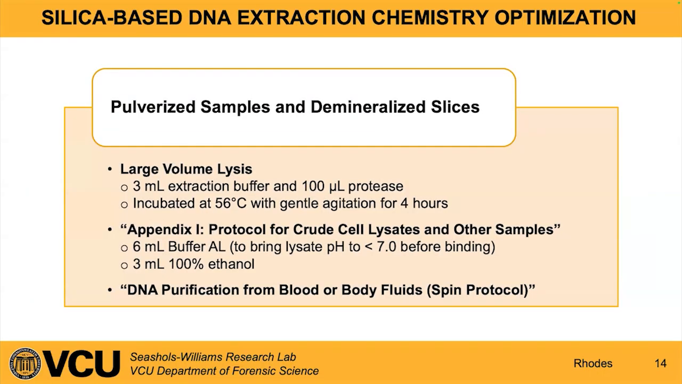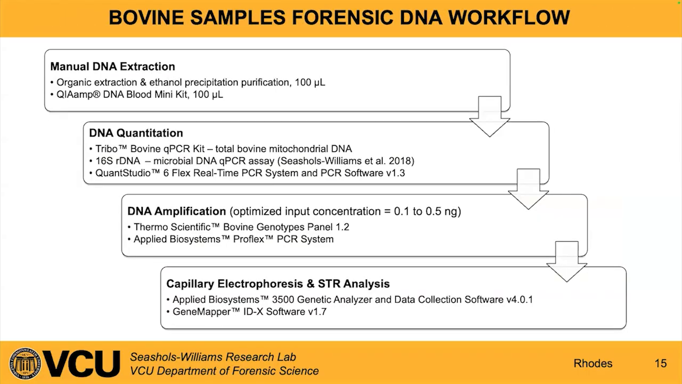Following slicing, we performed silica-based extraction chemistry on both the pulverized samples subset and the slices. We utilized a large volume lysis in conjunction with Appendix I from the QIAamp DNA Blood Mini Handbook for crude cell lysates and other samples, in conjunction with the DNA purification from blood or body fluid spin protocol. So for the bovine samples, the forensic DNA workflow is shown as follows.